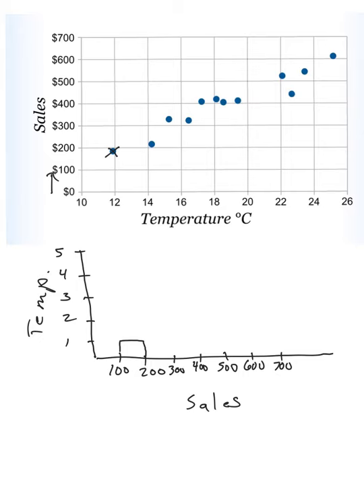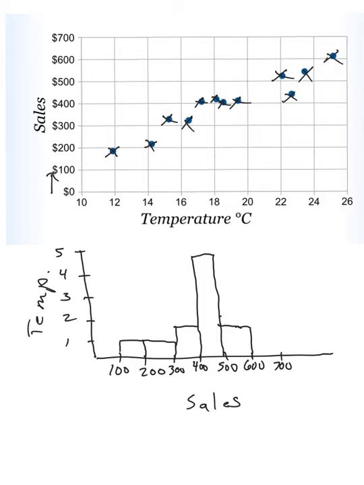From 200 to 300, that's also just 1. From 300 to 400, that's 1, 2. So that's 2 here. From 400 to 500, that's 1, 2, 3, 4, 5. So all the way up, down. 500 to 600, that's 1, 2 dots. So that is 2 here. And then from 600 to 700, that has only 1 dot. And that is how we would create a histogram using our scatter plot.